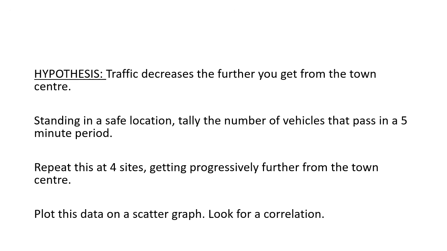Or traffic decreases the further you get from the town centre. So standing in a safe location, tally the number of vehicles that pass in a 5-minute period. Repeat this at 4 sites, getting progressively further from the town centre. Do it 3 times at each site to avoid anomalies. Again, plot the average on a scatter graph and look for correlation.